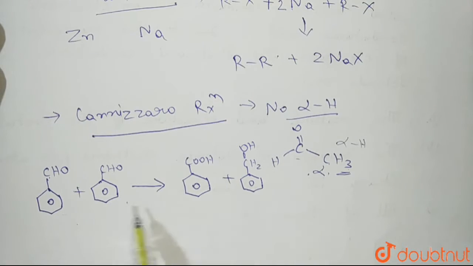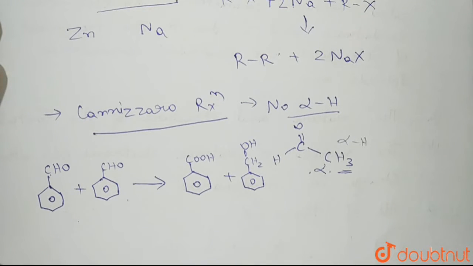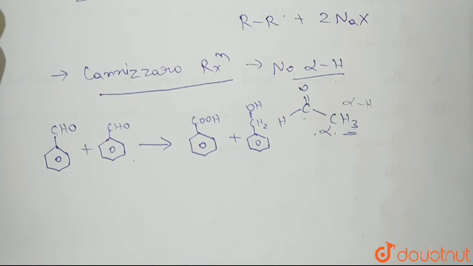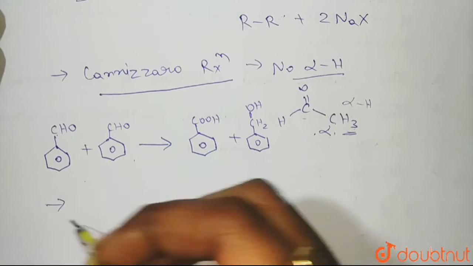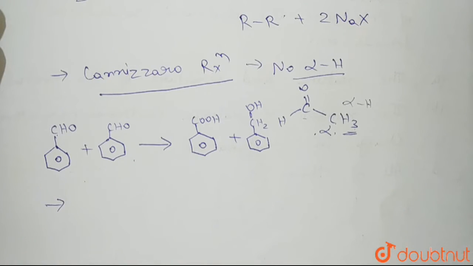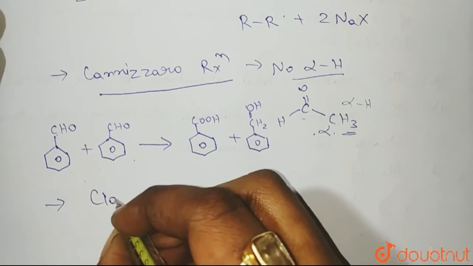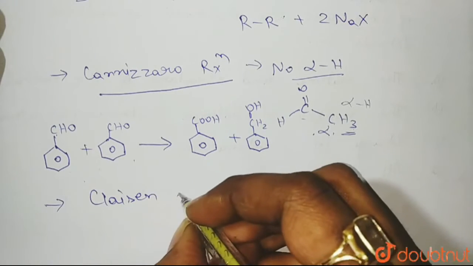So this is an example of the Cannizzaro reaction, which is not the Franklin reaction they were asking about in the question. So this is not the answer again. The next one was what? It was the Claisen reaction, right? Claisen reaction.